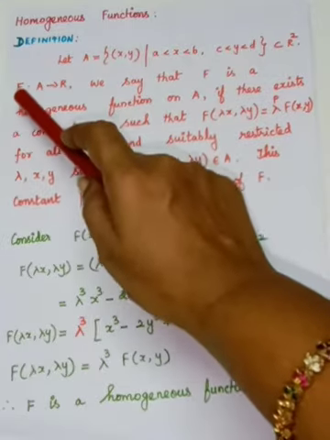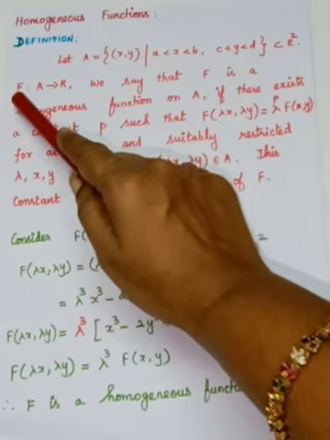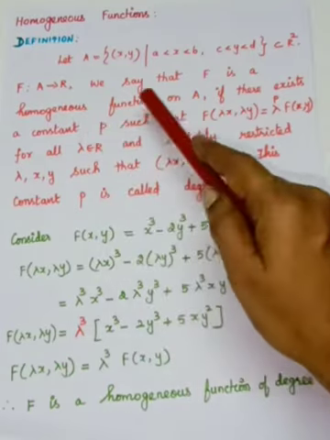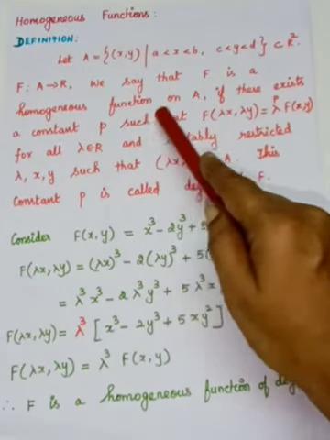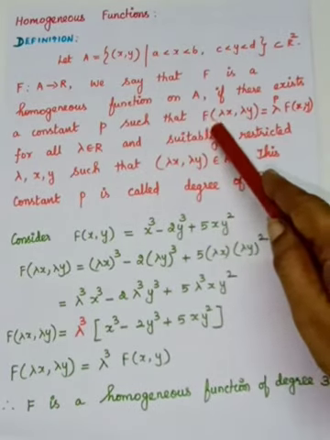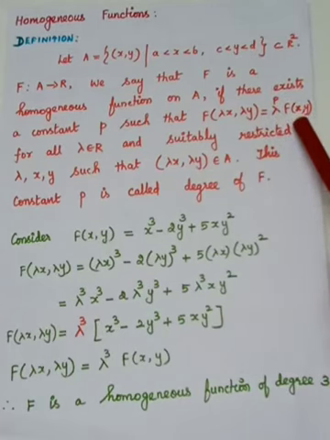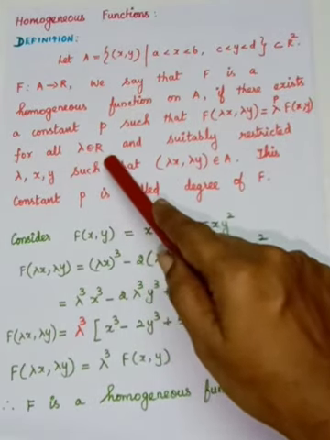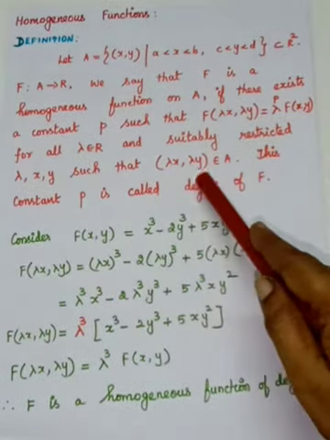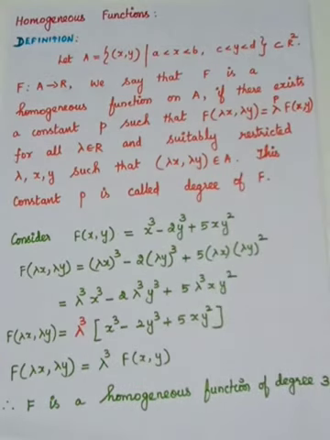So we are going to say f is homogeneous. Under what condition will it be homogeneous? So f is a function from A to R. We say that f is a homogeneous function on A if there exists a constant p such that f(λx, λy) is equal to λ^p times f(x, y) for all λ belonging to R, suitably restricted, such that (λx, λy) belongs to A. This constant p is called the degree of f. This is the definition given.